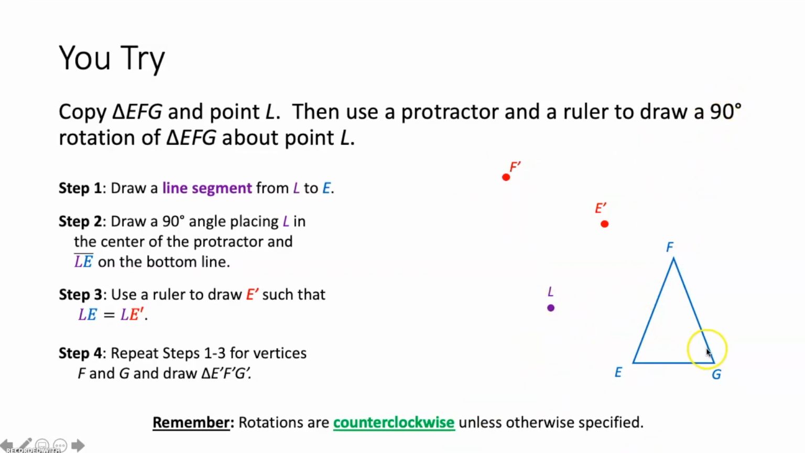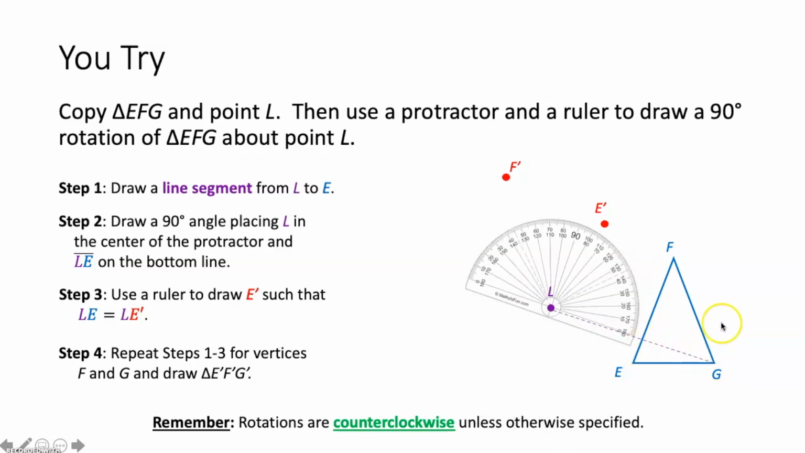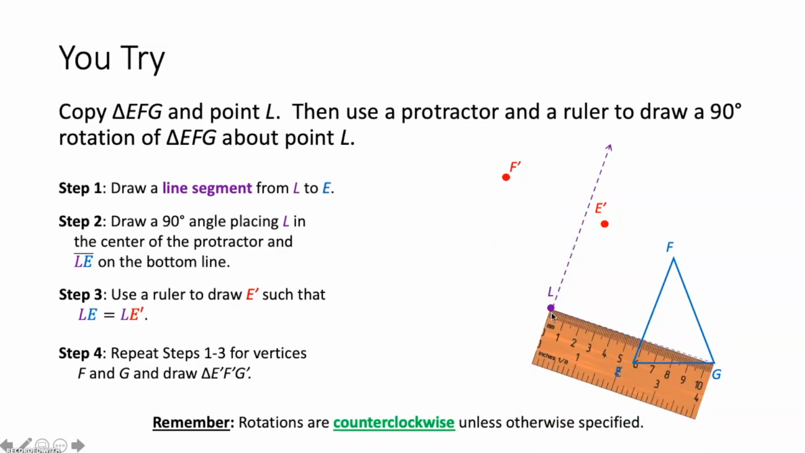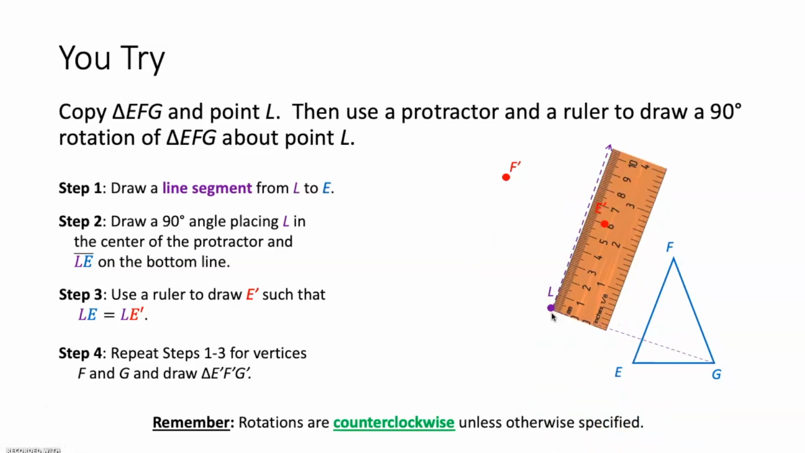We do the same thing with point G. We draw a line segment connecting L and G. We then put L at the middle of the protractor with segment LG on the bottom line. Again, we're rotating 90 degrees counterclockwise, so we need our protractor to open upward. We draw a ray going from point L through the 90 degree line. We measure the distance from point L to point G. We measure out that same distance on the 90 degree line. We put G prime, the image of point G after it's been rotated 90 degrees counterclockwise about point L.